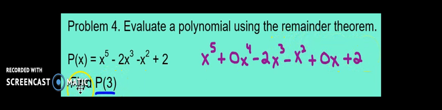I am finding the value p of 3. I'm not finding a 0. So I'm not going to divide by negative 3 in synthetic division. I'm just going to divide by 3. So here's the difference. In the remainder theorem, if it says find p of 3, I'm going to use 3. I'm not going to make it a 0. I'm not going to make it an opposite.